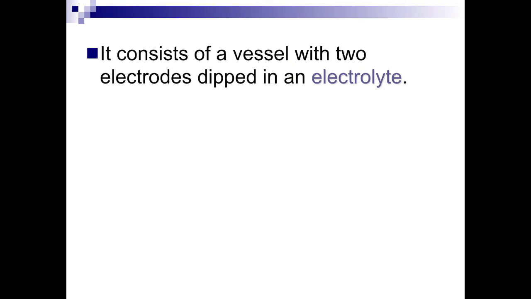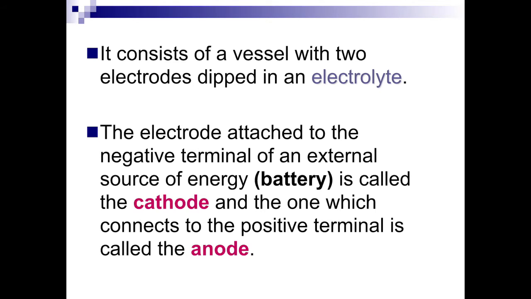An electrolytic cell consists of a vessel with two electrodes dipped in an electrolyte. The electrode attached to the negative terminal of an external source of energy, for example a battery, is called the cathode, and the one which connects to the positive terminal is called the anode.